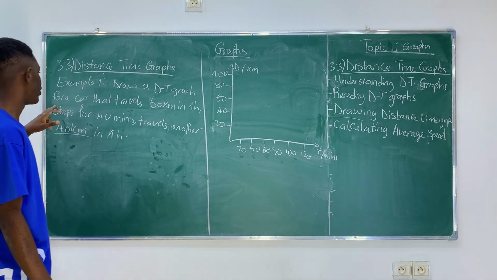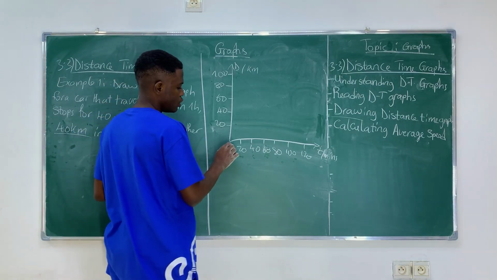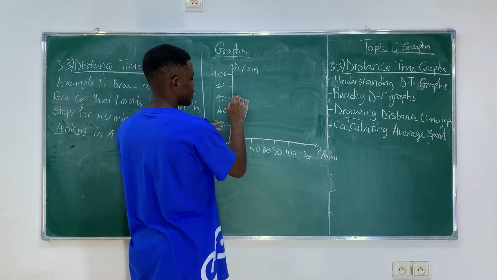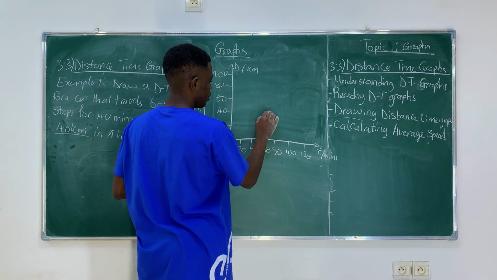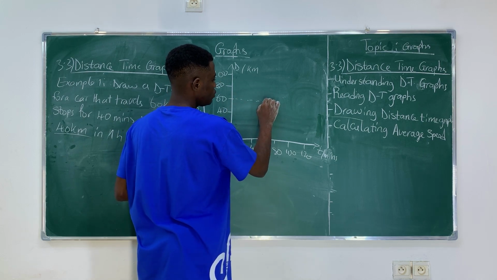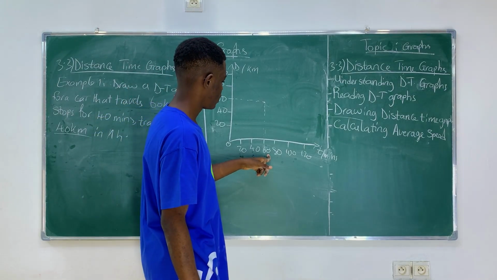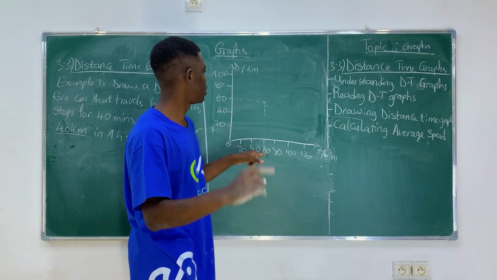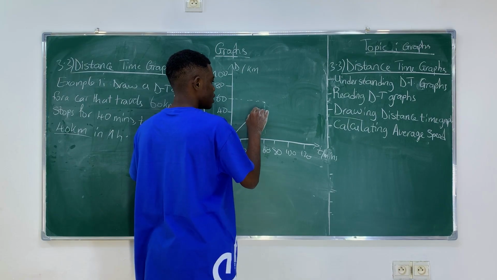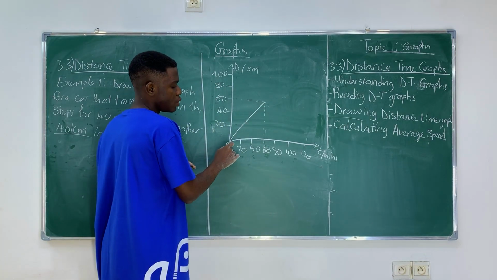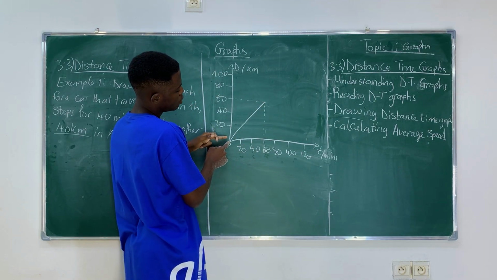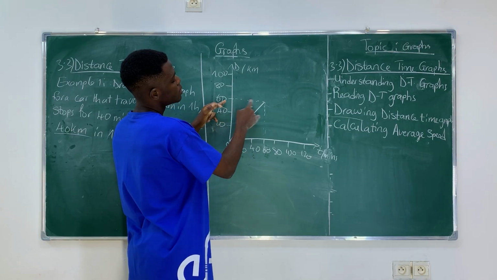Draw a distance time graph for a car that travels 60 kilometers in 1 hour. So here is 0. When he starts, he travels 60 kilometers in 1 hour. This is time, 1 hour. 60 minutes is 1 hour. And this is 60 kilometers. So from time 0 to time 1 hour, he traveled 60 kilometers: 0, 20, 40, and 60 kilometers in 1 hour.